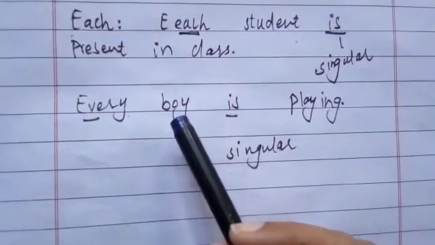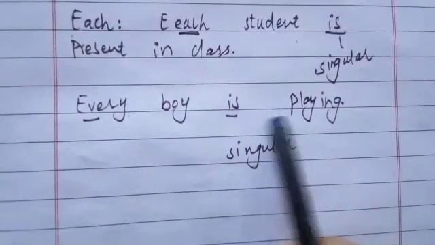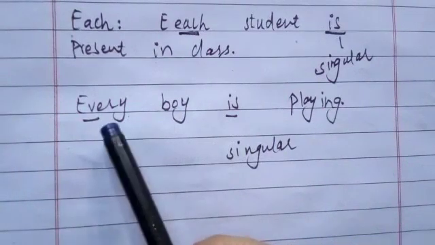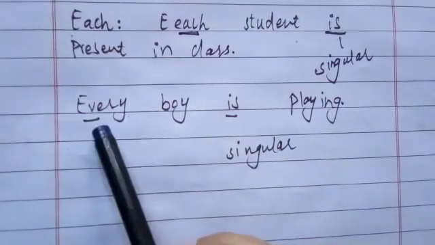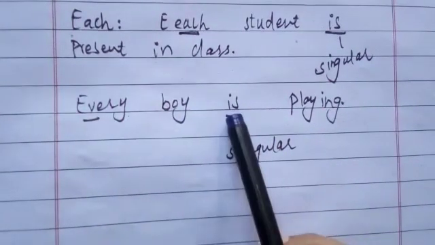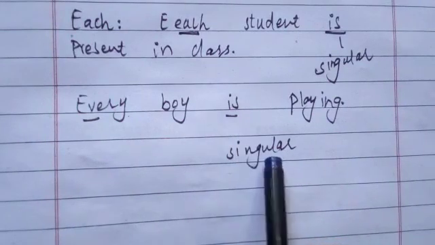such as every. Like every boy is playing means boys में से हर एक जो लड़का है वो खेल रहा है. And every also carries the singular verb with it.